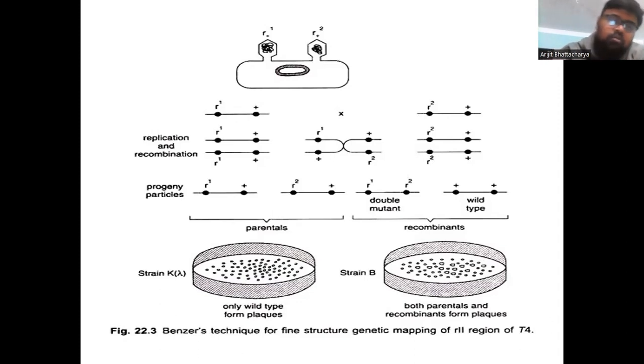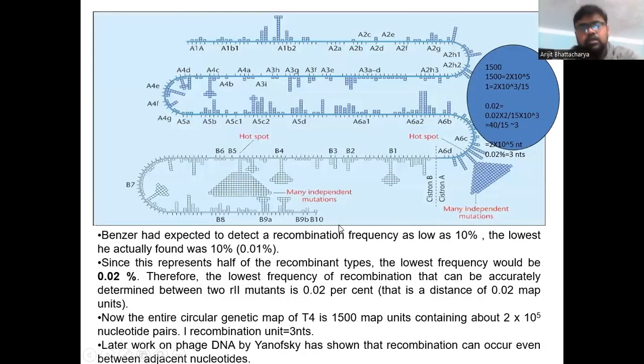What they found out is that using this kind of a recombination experiment, they could do multiple mappings.